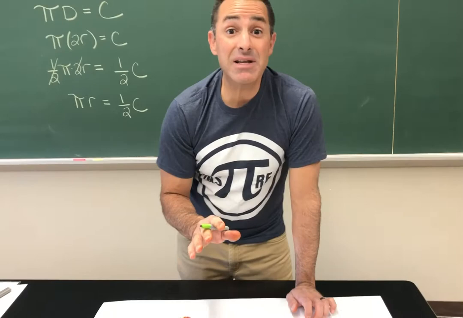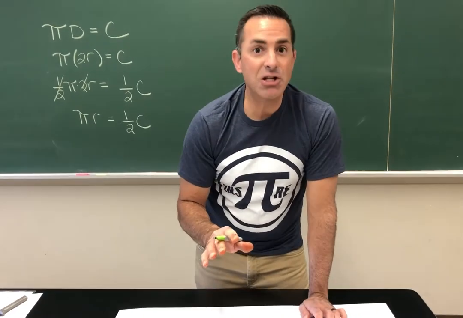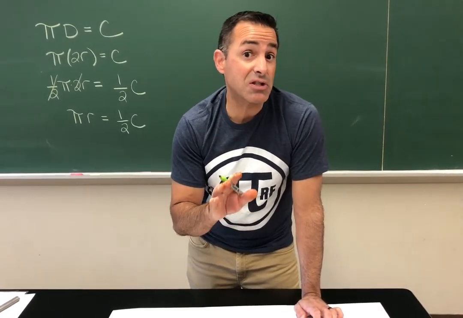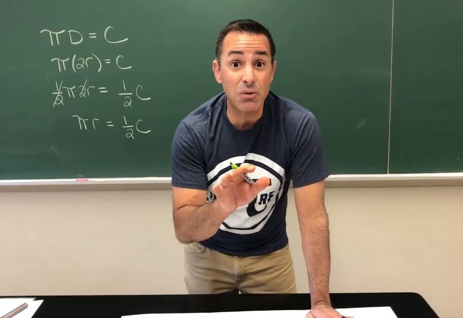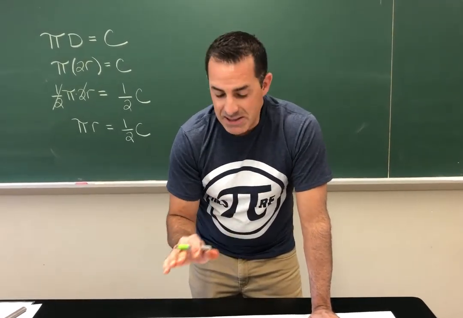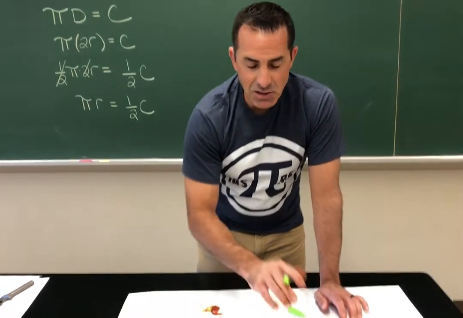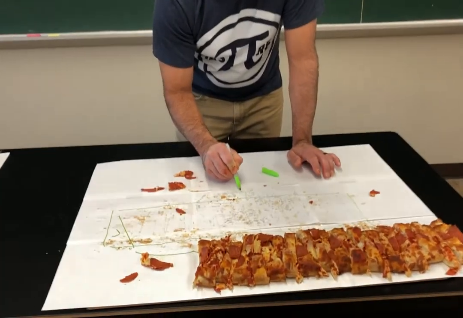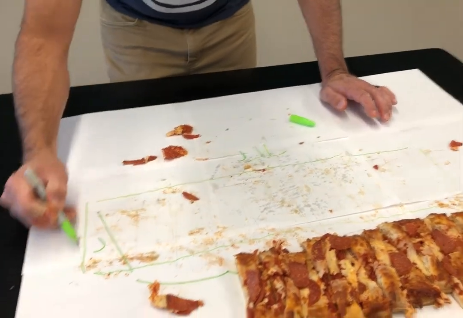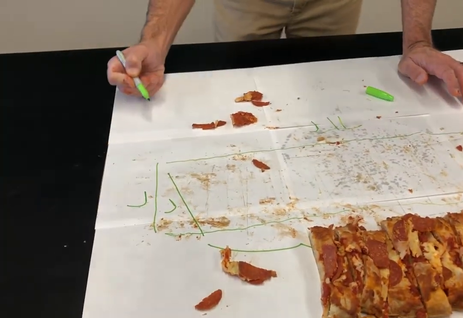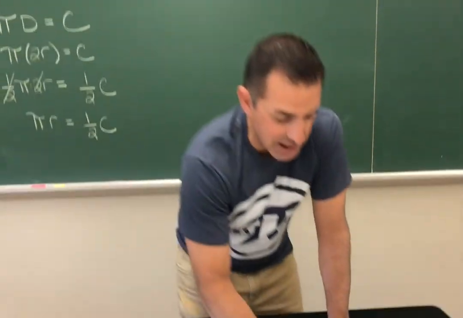Now, how many times can I do this? Well, I could do it an infinite number of slices. Well, look at this. It's gotten pretty messy already, so I think we'll stop now. But what you can see starting to happen, as this all starts to straighten out, this is pi times r, and this straightens out to the radius. And it looks like we got a rectangle.